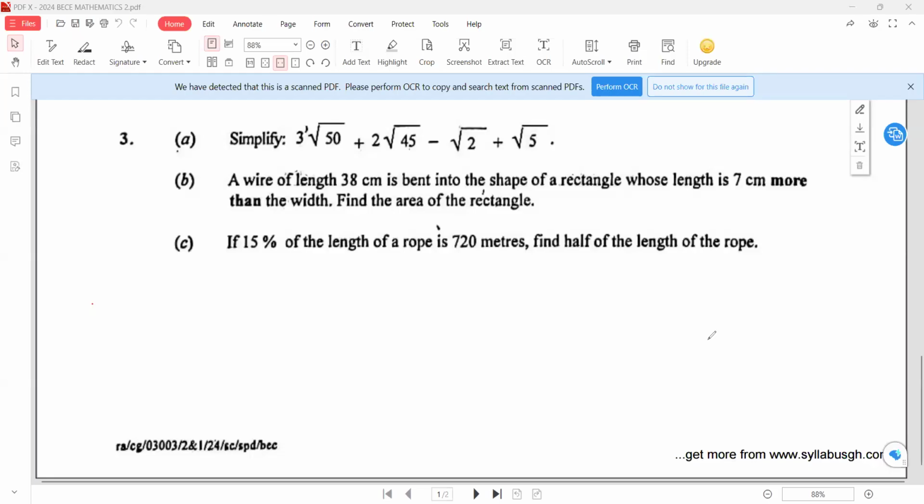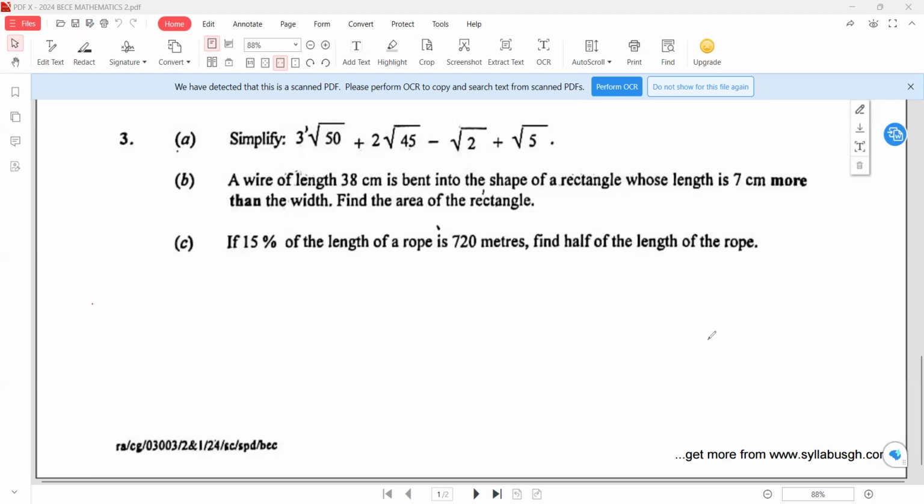So you're welcome. We are now looking at question number 3. Before you start solving question 3, you have to analyze this and understand that when it comes to the concept of surds, you can only subtract if the numbers in the square roots are the same. If the numbers in the square roots are different, you cannot subtract. So 3 root 50 plus 2 root 45 minus root 2 plus root 5. Once the numbers are not the same, you cannot subtract.